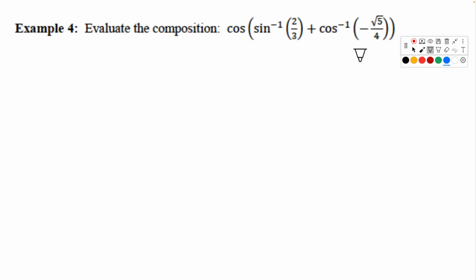A lot of times, though, we work through these without ever knowing what the angle is. We don't really need to know what the angle is. We just need to know what the sine and cosine values for each of those are. Okay, so what I'm going to do is label this as angle A, and this is angle B.